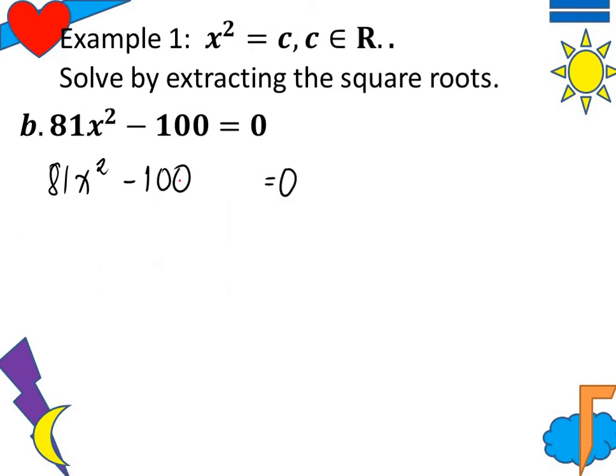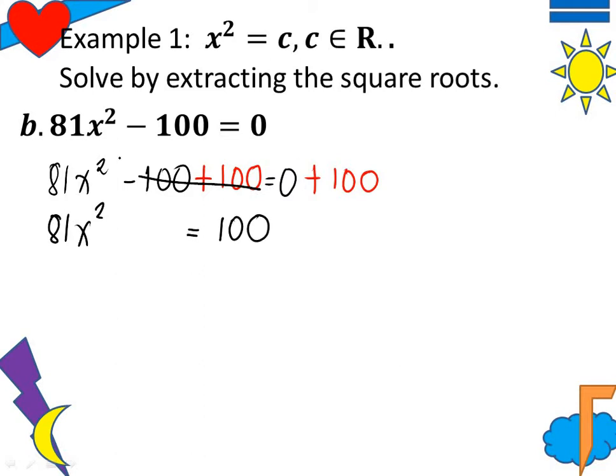Letter B, we have here 81x squared minus 100 is equal to 0. So step number 1, isolate natin yung constant term natin na 100. And to do that, we need to add its additive inverse. Since this is minus 100, magpa-plus tayo ng 100 on both sides of our equation. Next, simplify natin. 81x squared, negative 100 plus 100 is equal to 0, is equal to 0 plus 100 is 100.